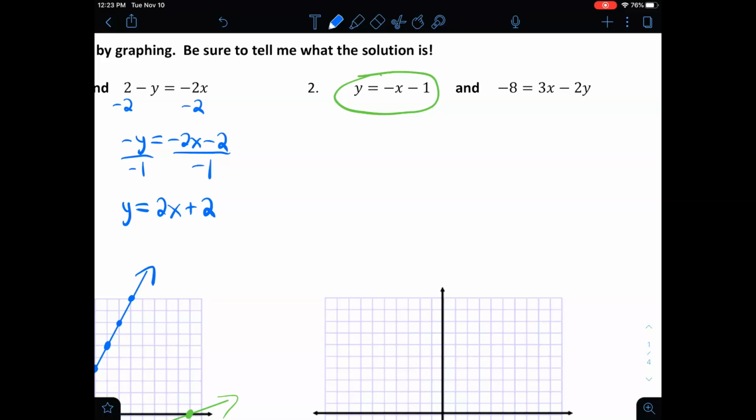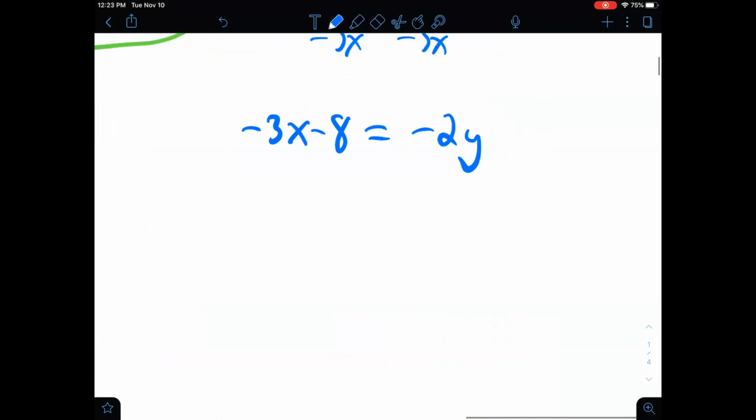We got negative 8 equals 3x minus 2y. We need to get the negative 2y by itself, so how do we do that first? We're going to subtract 3x, so we're going to get negative 3x. Put the x in front when you're solving these. Negative 3x minus 8 equals negative 2y. Then how do we solve for y? What are we going to do? We're going to divide by negative 2.